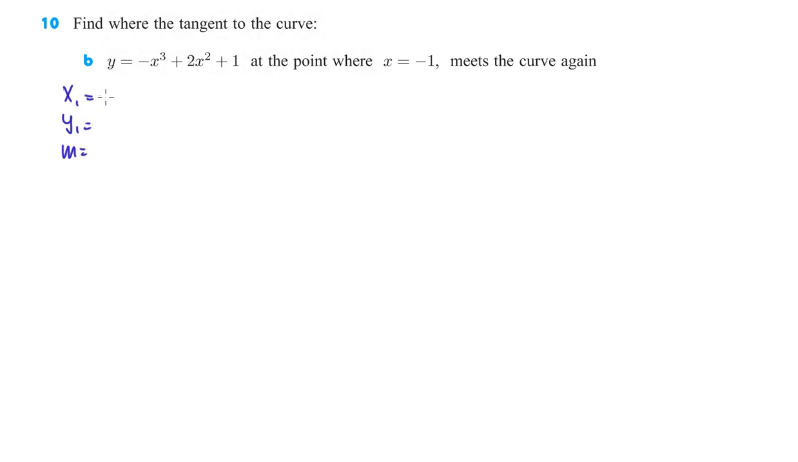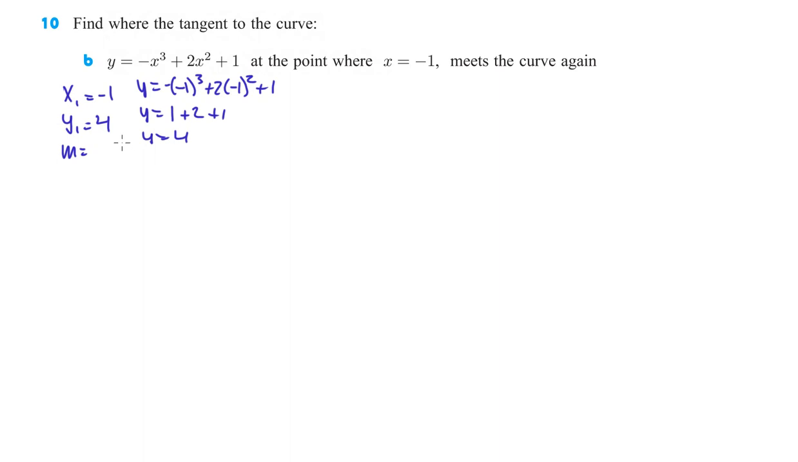Okay, we know x1 is -1. To find y1, we can plug the -1 in. So y equals negative (-1) cubed plus 2 times (-1) squared plus 1. -1 to the third power is -1, times another negative is +1. -1 squared is 1, times 2 is 2, plus 1, so we get y equals 4.